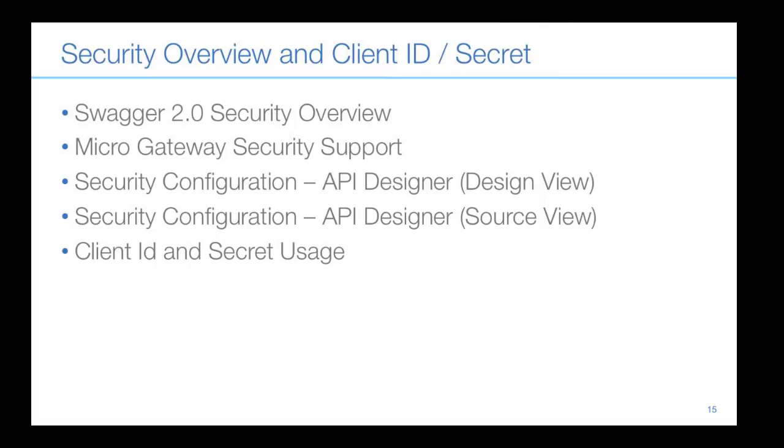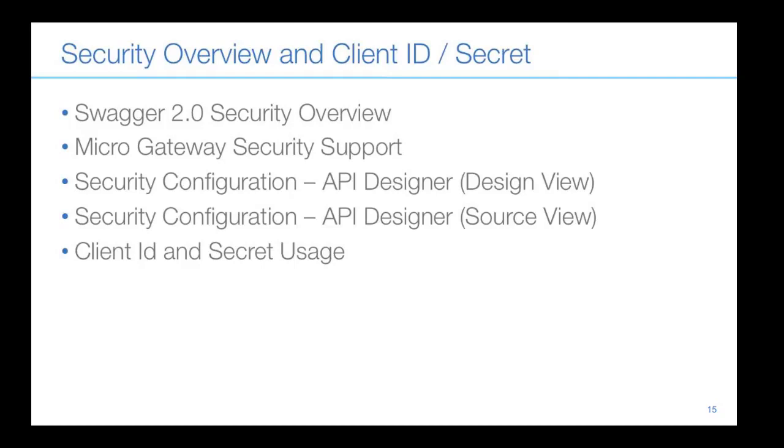Okay. All right. So I'm going to give an overview of how security works on the micro gateway, and then in particular the client ID and client secret aspects of that. If you're familiar with API management v4 or v5, this is probably going to look pretty familiar to you. It's probably about 95% the same.